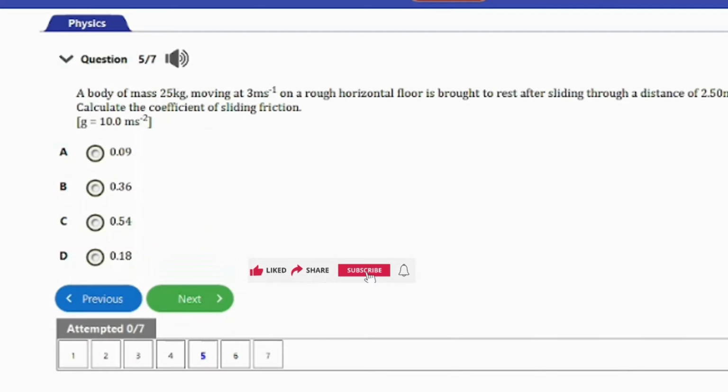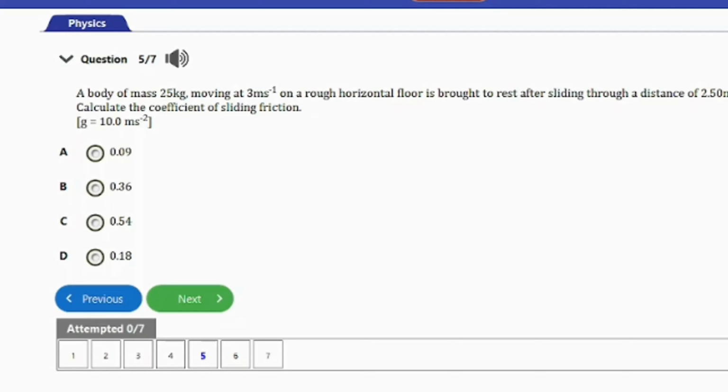The next question we have here is question number 5. It says, a body of mass 25 kg moving at 3 meters per second on a rough horizontal floor is brought to rest after sliding through a distance of 2.5 meters on the floor. Calculate the coefficient of sliding friction.